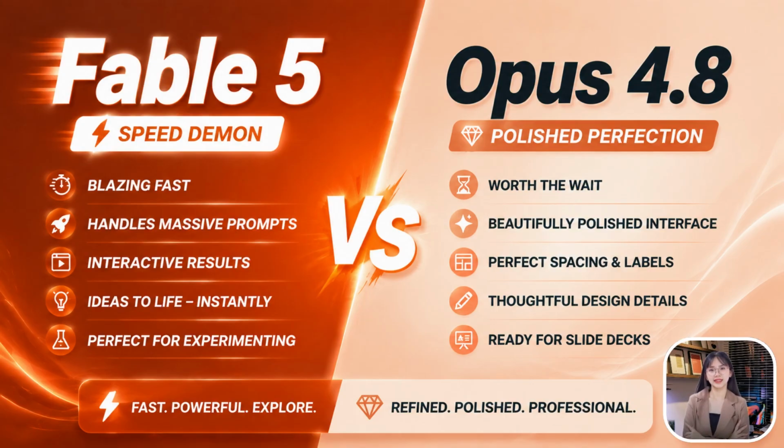Opus 4.8 definitely makes you hold on a little longer, but the payoff is a beautifully polished interface. The spacing, the labels, the little design details, it looks like it's ready to be dropped straight into a slide deck. Ultimately, choose Fable to build and experiment fast, and switch to Opus when you need that final coat of polish.